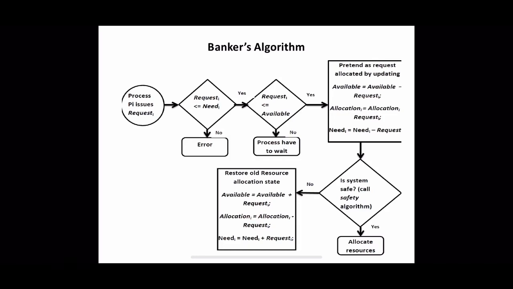Now, one thing to be clarified: don't get confused with the vectors. Available is a common vector which indicates the currently free resources of each type, right? That's a vector. And what about Request i? The request issued by process Pi. Like that, Allocation i is the current allocation for the process i, process Pi.